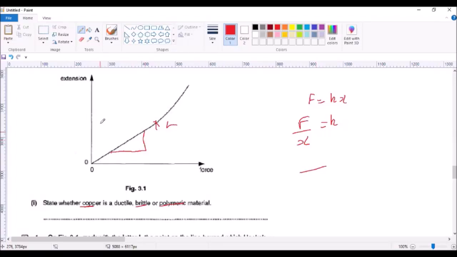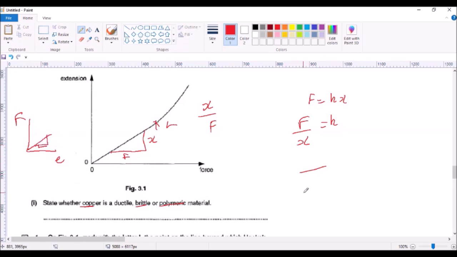So this gradient is giving you x over F. The gradient of a force extension graph is K. But that's going to be 1 over gradient.